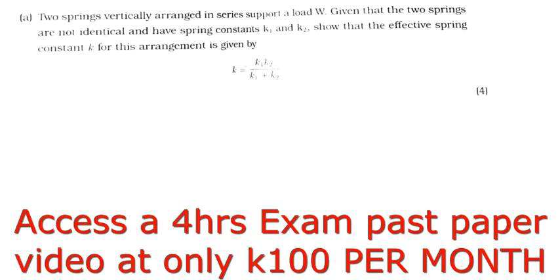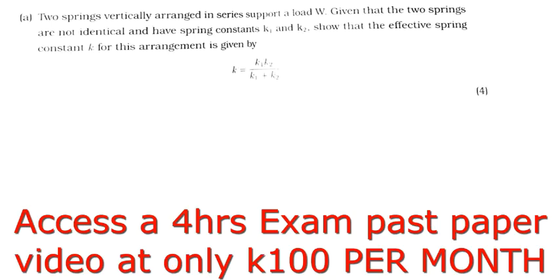The question is saying, question 2a, two springs vertically arranged in series support a load W, given that the two springs are not identical and have spring constants K1 and K2. Show that the effective spring constant K for this arrangement is given by K equals K1 times K2 divided by K1 plus K2. We read the question again. Let's try to understand the question and analyze it.